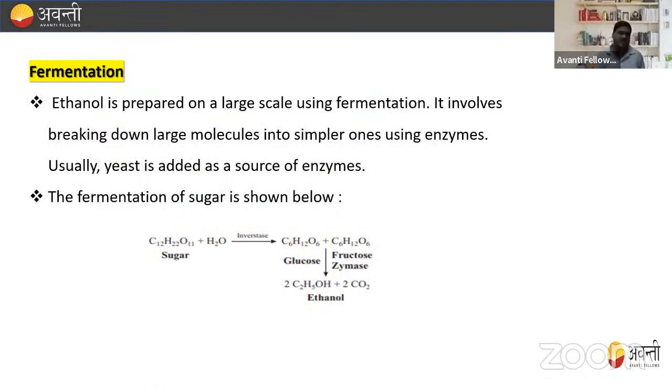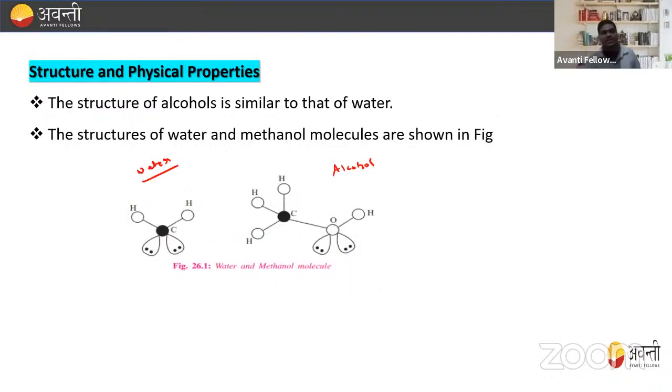Now, fermentation. This method is very important because ethanol is prepared on a large scale by using fermentation. It involves breaking down large molecules into simpler ones using enzymes called invertase or zymase. Usually yeast is added as a source of enzyme. So the fermentation reaction is like this: when sugar is treated with H2O in the presence of invertase, it will convert into glucose and fructose. Now again, when glucose and fructose are treated with zymase as an enzyme, it will convert into ethanol and CO2. Right. So this is another way.